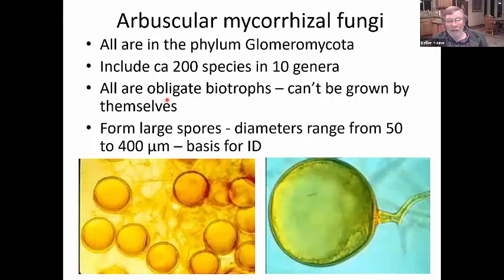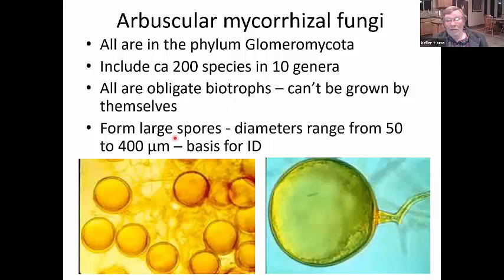And there are some terms I didn't talk about, but what that means is they can't be grown by themselves in culture medium. They have to be associated with a plant. They're obligate, so they can't be grown outside of a plant. And they're biotrophs, meaning that they have to get their carbon and energy from a living organism, from a plant. So they're all obligate in that manner. So you can't grow these things by themselves.